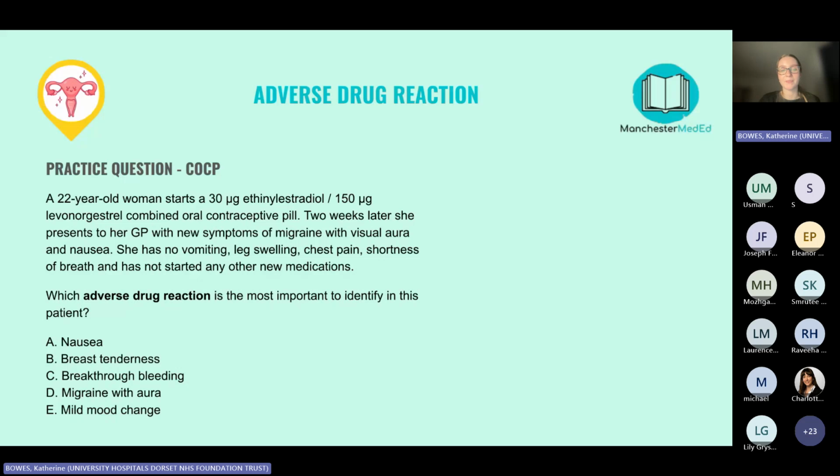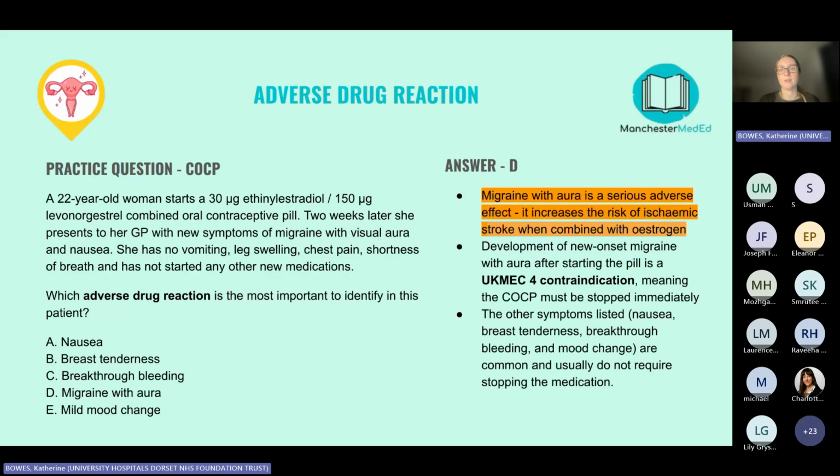Okay, let's go through it. Fab. Answers D. So migraine with aura. Usually if someone has a history of this, you wouldn't prescribe the pill, but people can have worsening migraines or a development of an aura with their migraine once they start the pill. And that's a contraindication because of increased risk of ischemic stroke, which I think we've already touched on. Okay. The other side effects can be quite common, but they wouldn't usually require you to stop the medication because they're a bit less serious.